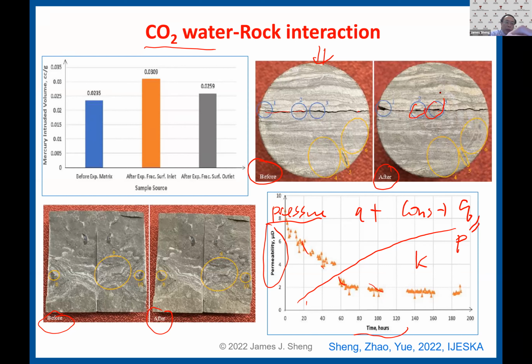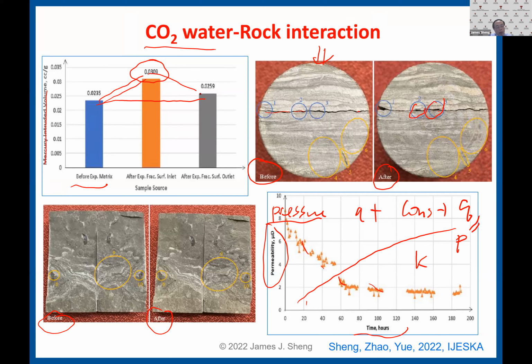So then we also did a mercury injection to check how much mercury can invade into the rock. So this is before, in grams per cc pore volume, and this is after. This is the inlet, the injection site, so it has more exposure to CO2. At the inlet site, this pore volume increased. And this is the outlet. The outlet is higher than before, but lower than the inlet. So that makes sense.